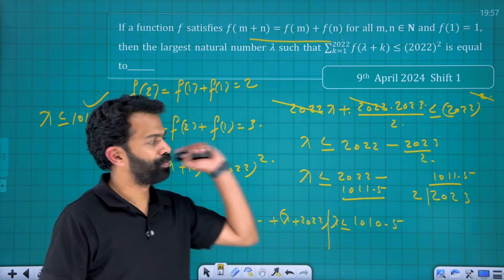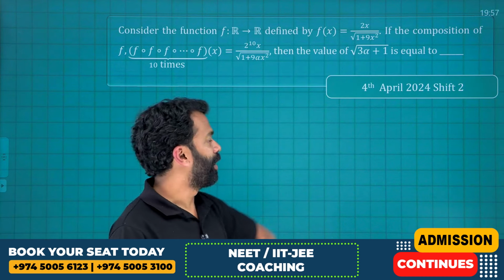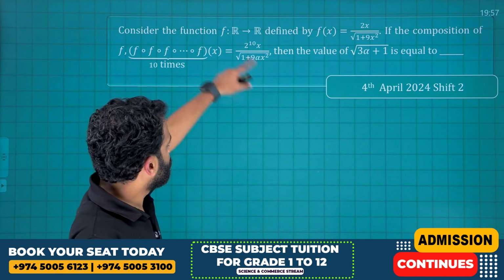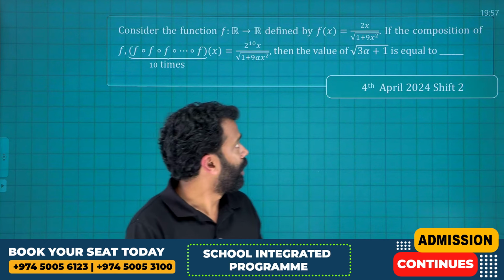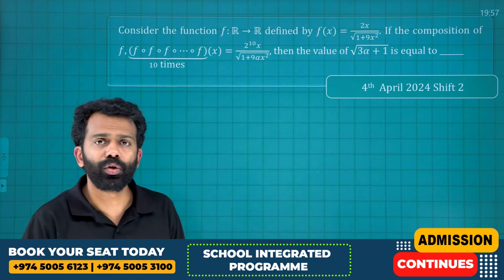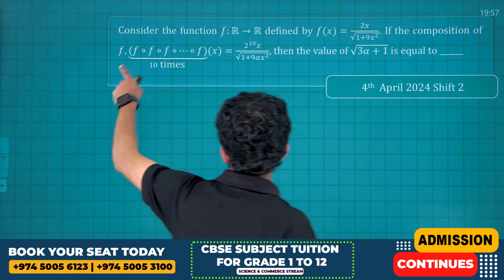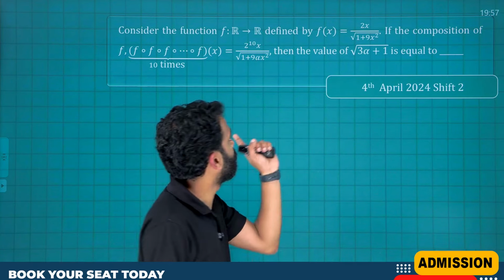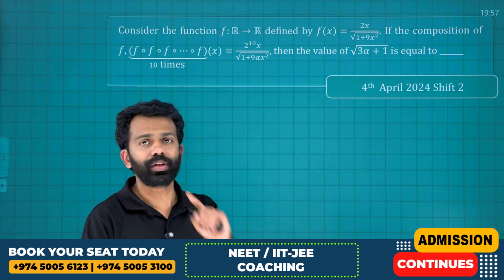The next one. Slightly typical one, but doable. Consider the function f defined from real numbers to real numbers given by f of x is equal to 2x by root 1 plus 9x square. If the composition of the function 10 times is equal to 2 raised to 10 by 1 plus 9 alpha x square, then what is the value of root 3 alpha plus 1?